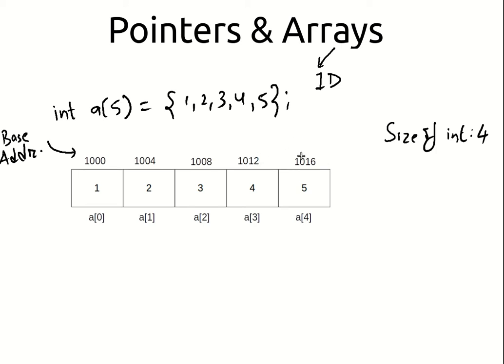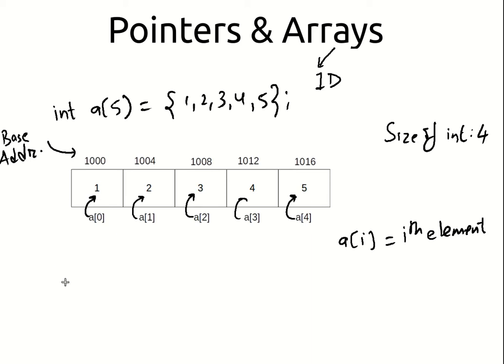Index in array starts from 0, so the first element is accessed by writing A[0]. Similarly, the ith element is accessed by writing A[i]. This will give me the ith element of the array. A[0] gives me 1, A[1] gives me 2, A[2] is 3, similarly A[3] is 4 and A[4] is 5.